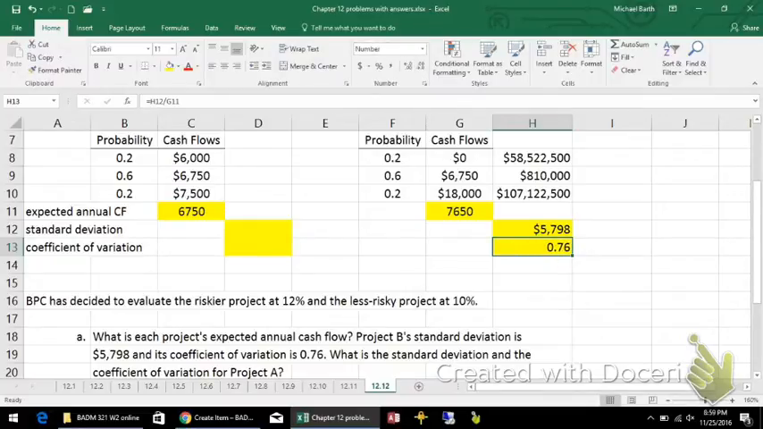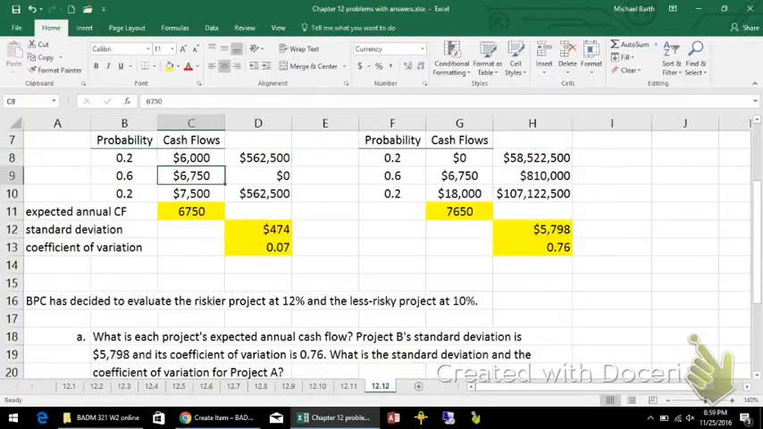Now those two numbers were given to me in here. They asked me to calculate them for Project A, except that since I set this up using cell references, I can just copy it over here and it's going to do the same thing. So take the mean deviation, square them, then take the square root of the weighted average of the squared deviations. That's your standard deviation. The coefficient of variation is risk per unit of return. We can see that Project A is radically less risky.